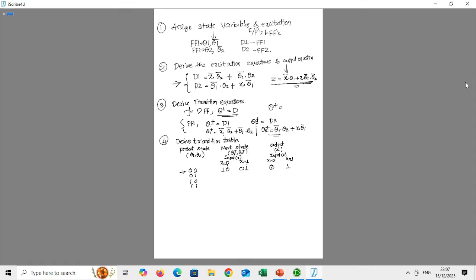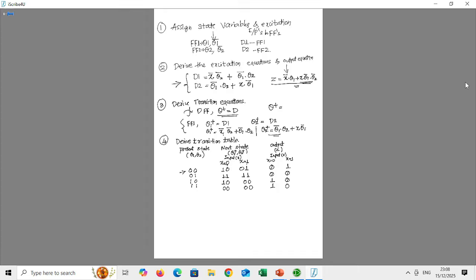Same way, substituting the values for the next state, the 01 state, and using those equations, we get the following outputs. It is 0 and this is 0. Similarly for the 10, we get 1, 0, and this is 0, 0, and this is 1, and this is 0. Similarly for the last one, 11, it is 0, 0, it is 0, 0, and this is 1, and this is 0.